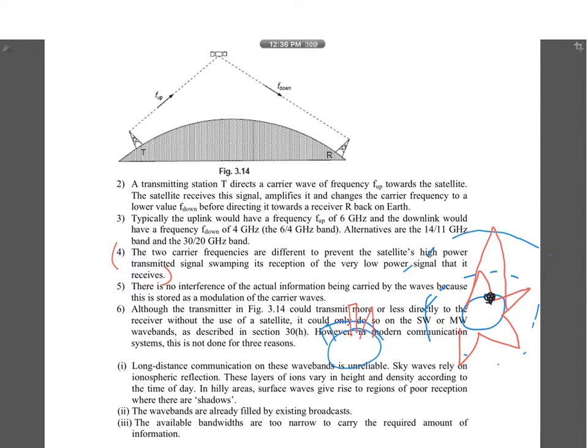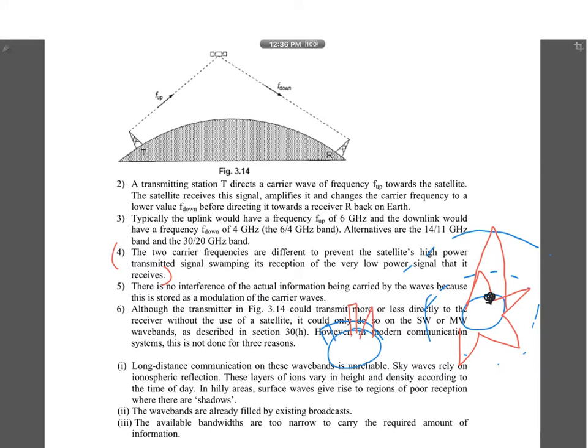Second reason is that the wavebands are already filled with existing broadcasts. What does it mean? These wavebands, which are the lowest frequency of the radio waves that we are using, which we usually reserve for AM radio, are already used for AM radio. It's not that you are finding a new range of frequencies to transmit TV broadcast, for example. It's already currently used by AM radio. So it is not empty. If it is empty, then perhaps you can choose to use it.